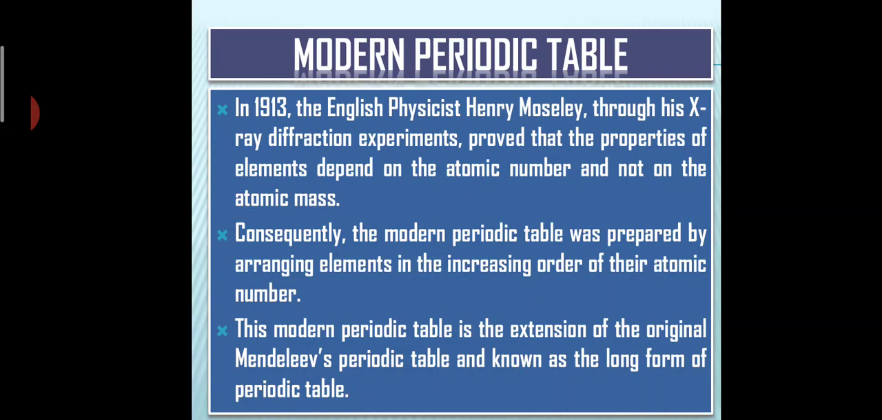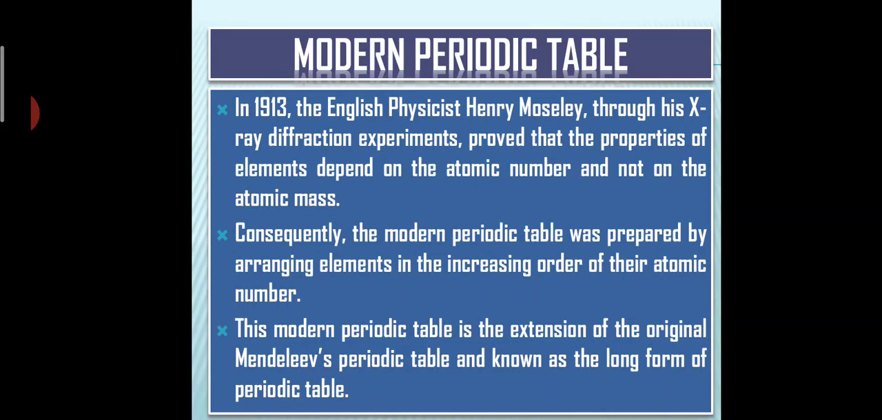Who? Henry Moseley. He said that properties were completely dependent upon the atomic number only. So the modern periodic table was prepared on this basis, which means based on the increasing order of their atomic number. He found the atomic number with the help of X-ray diffraction experiments. And this modern periodic table is the extension of the original Mendeleev's periodic table, known as the long form of periodic table.